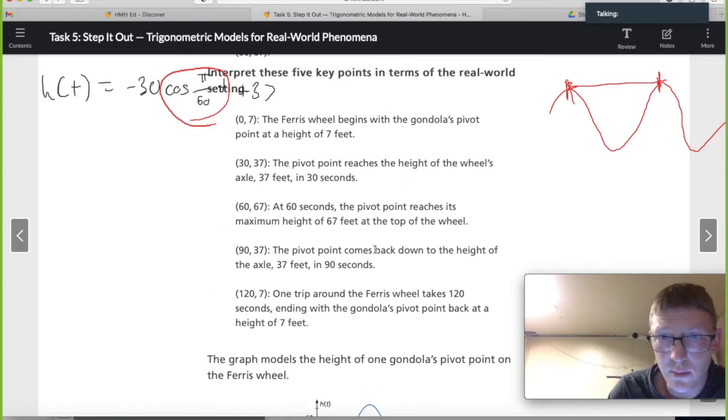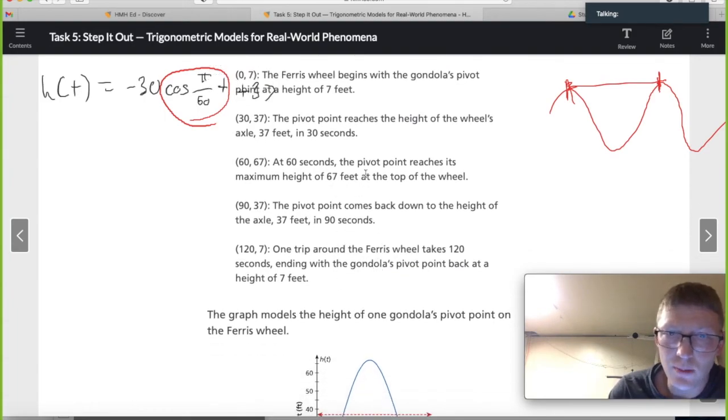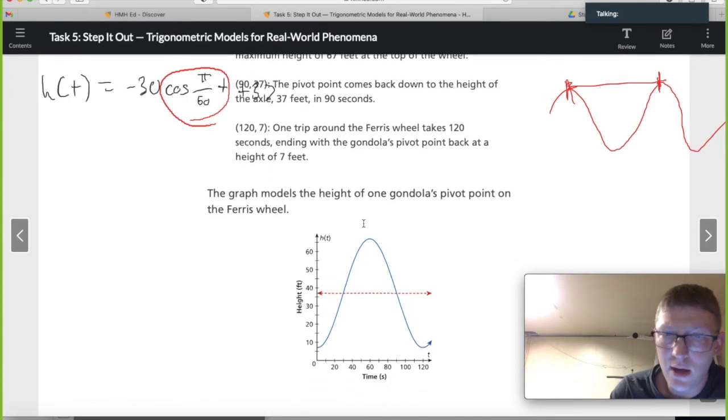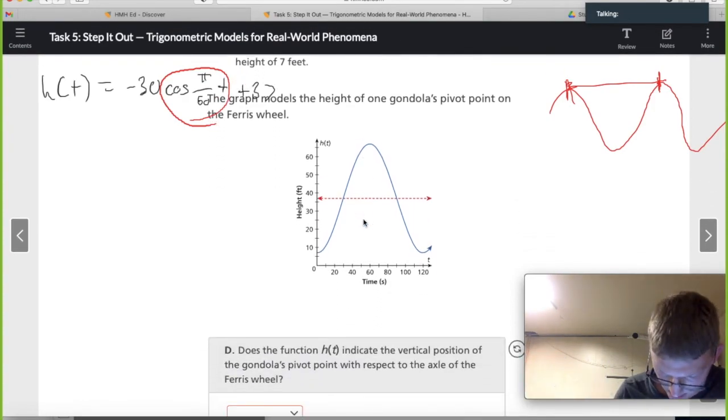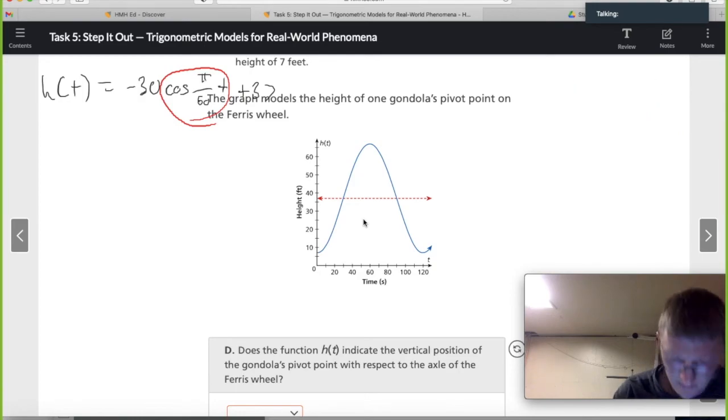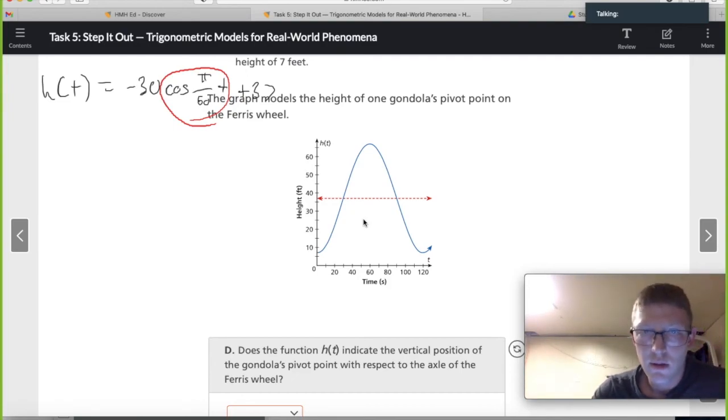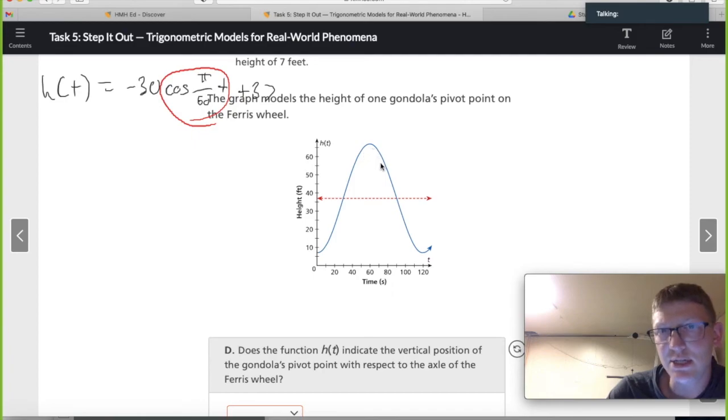The pivot point comes back down to a height of the axle, 37. Okay. So this is just interpreting all the stuff that we figured out. So the graph of the model looks like this. I'll erase mine. So you start here at whatever the starting height is of the Ferris wheel. As you go around a circle, your height starts rising until you get to the top, and it comes back down. And if you were to stay on it, it'd do it again.